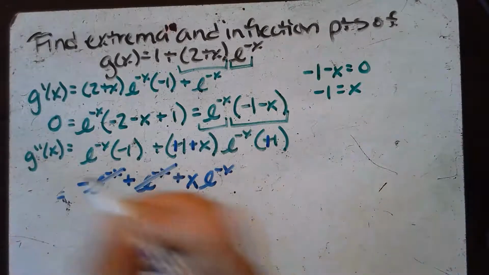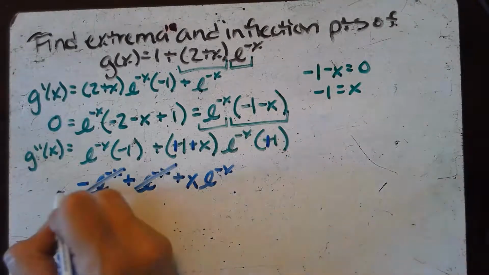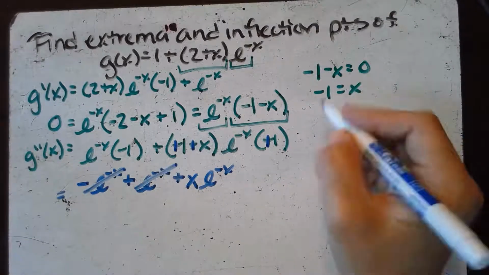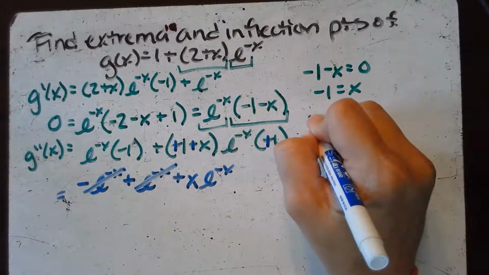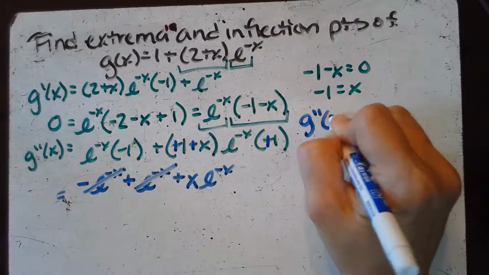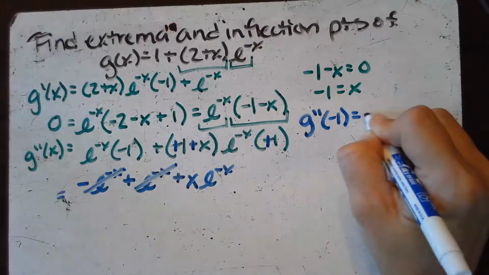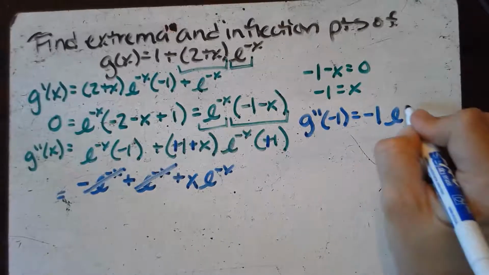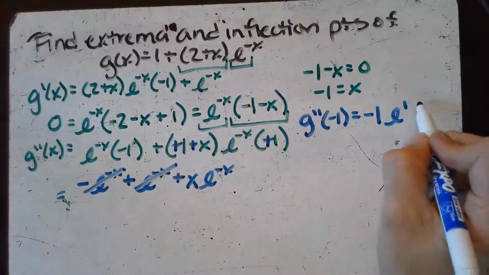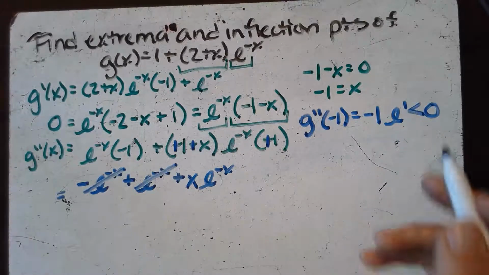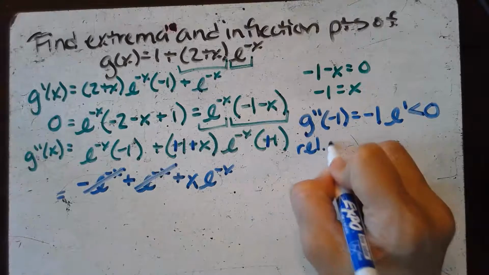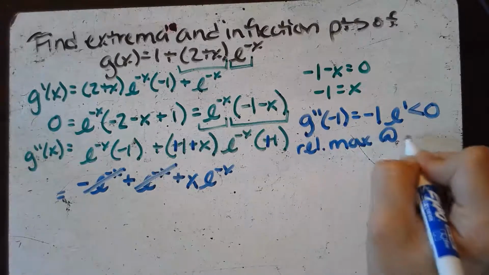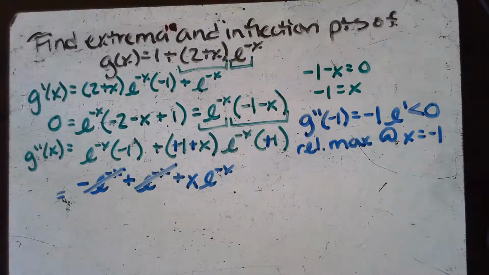All right, and for this, I want to find if this is a relative max or min. So I've got to take that second derivative, and I've got to plug in negative 1. So negative 1 e to the, it's going to be positive 1. Well, this is less than 0. If it's less, then I know I have a relative max at x equals negative 1.